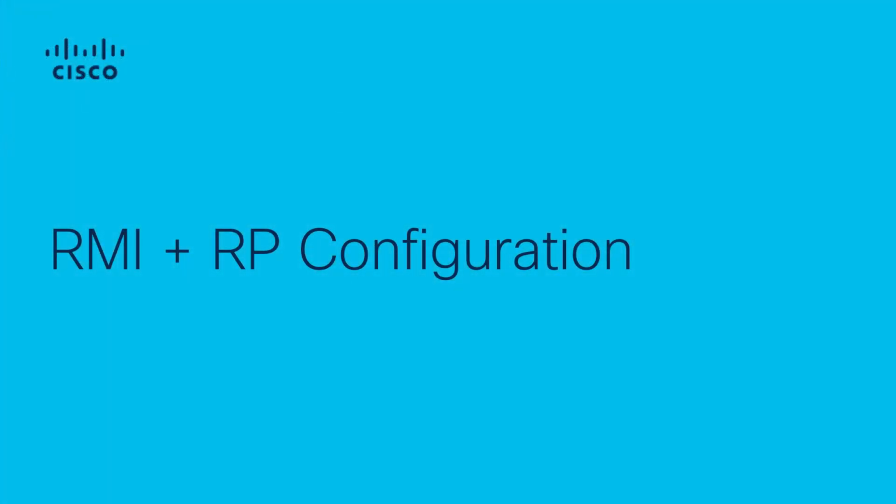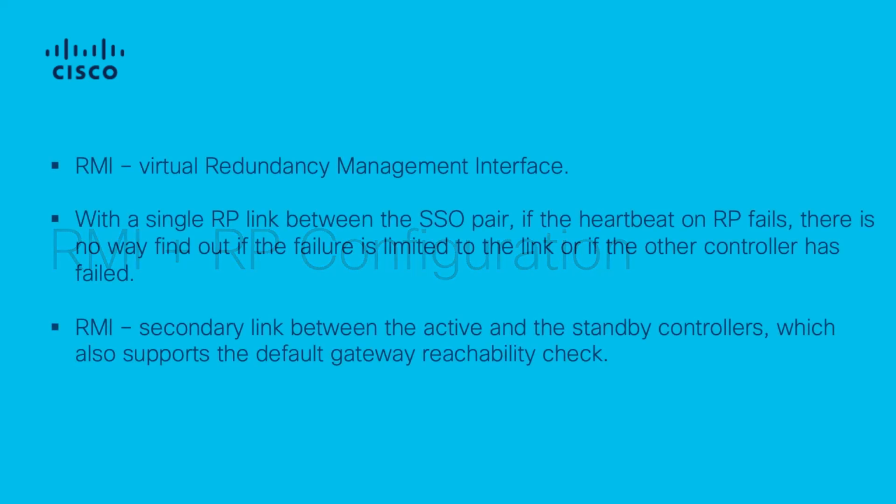Let's move on to the second configuration type, which is RMI plus RP. RMI refers to the Redundancy Management Interface. With a single RP link between the SSO pair, if the heartbeat on RP fails, there is no way to find out if the failure is limited to the link or if the other controller has failed. RMI is a secondary link between the active and the standby controllers, which also supports the default gateway reachability check.